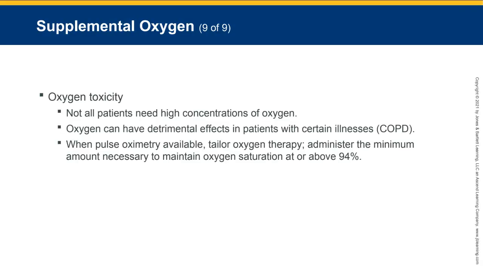For oxygen toxicity, not all patients need high concentrations of oxygen. Oxygen can have detrimental effects in patients with certain illnesses: COPD, MI patient, stroke patient. When pulse oximetry is available, tailor oxygen therapy and administer the minimum amount necessary to maintain oxygen saturation at or above 94%. So whichever device you're using, start at the lower end, and if necessary, gradually increase.